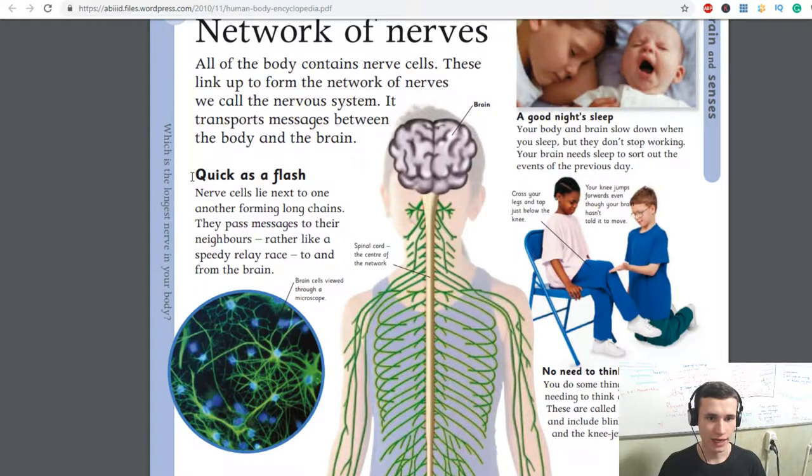Wow. Quick as a flash, nerve cells lie next to one another forming long chains. They pass messages to their neighbors, rather like a speed relay race to and from the brain. Brain cells viewed through a microscope. The spinal cord is the center of the network, and which is the longest nerve in your body?